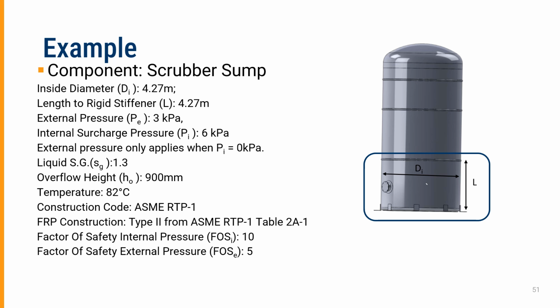FRP construction, in RTP1 there are 2 types of FRP listed. There's type 1 and type 2. This is type 2, which is a slightly higher strength. And in fact, Table 2A-1 gives the mechanical properties for it. And the factor of safety for internal pressure, 10. For external pressure, 5.